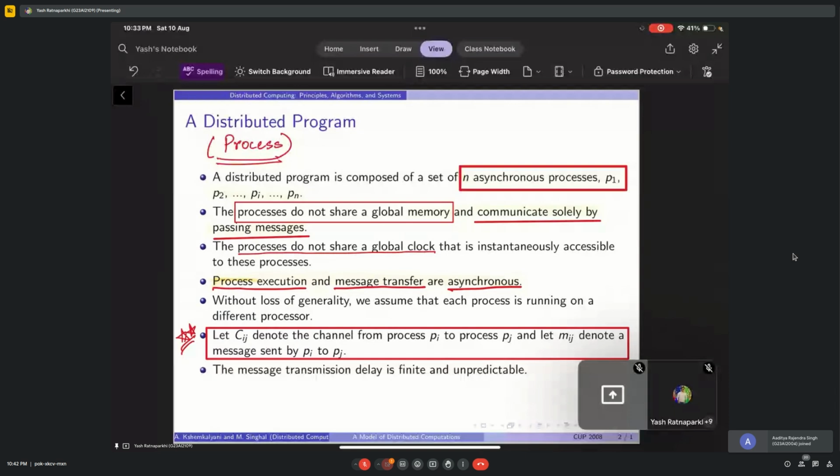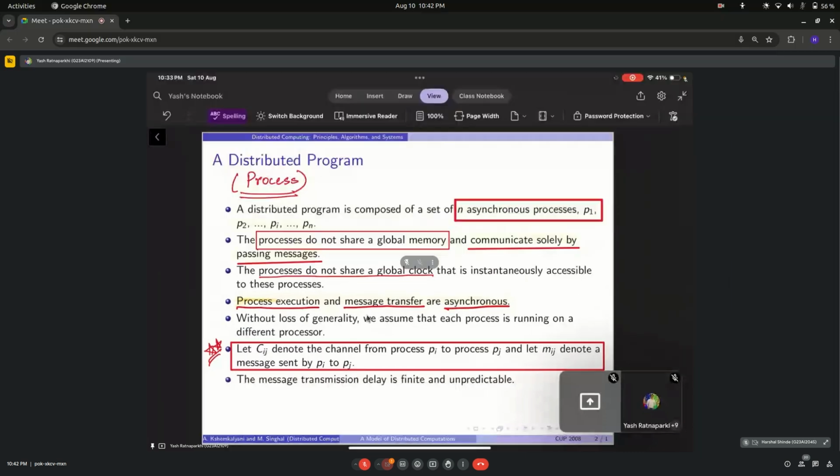These actions are atomic in nature, meaning they cannot be further divided or split. And these actions are modeled as three types of events. First is internal event, second is message send event, and third is message receive event. So what are these three? I'll write here. The first one is internal event, second is message send event, and third is message receive. See guys, it is very easy to understand, right? So there are three types of event.